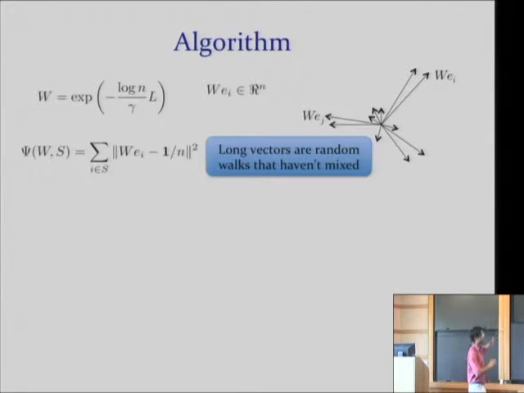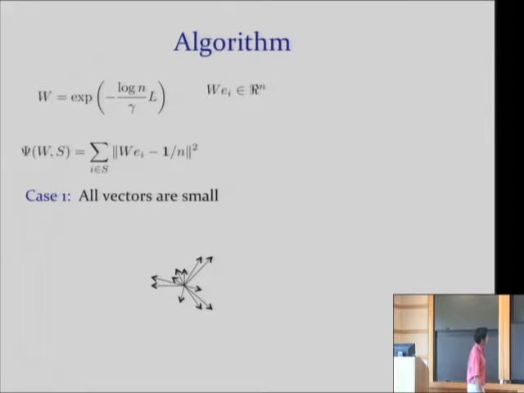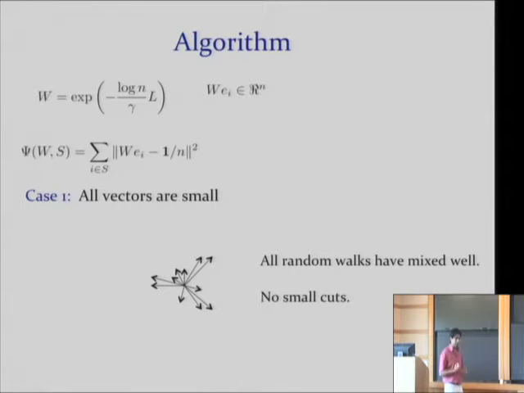So you don't need to remember the exact formula, just vaguely it's a measure of progress of how close you are to stationarity, right. So what's the first thing we'll try? Well, the easiest case is where all of these random walks are small, all of these vectors are small. Then you basically get a certificate that all random walks have mixed. So there are no small cuts in the graph, right.